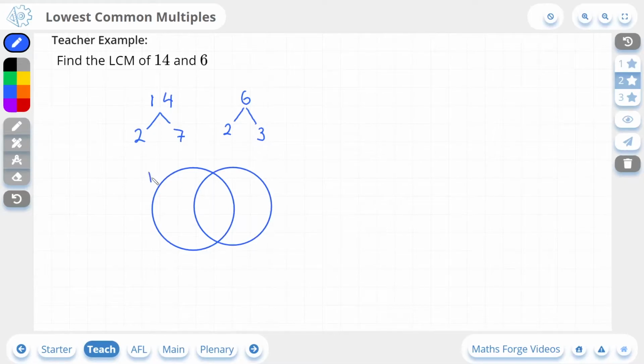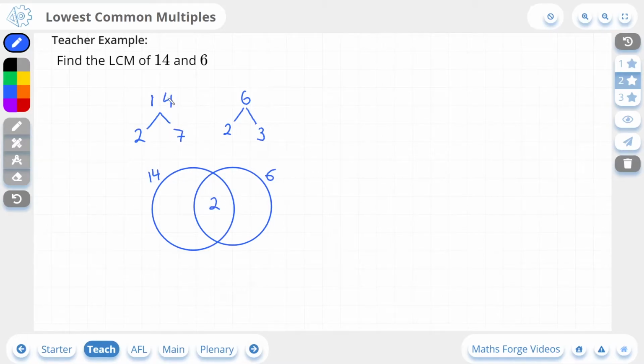So we have the left circle representing 14 and the right circle representing 6. And within these circles, we are going to write down the prime factors of 14 and 6. So I can see that 14 has 2 and 7 as prime factors, and 6 has 2 and 3. Since they both share 2 as a common prime factor, I'm going to write it down in this middle section here, which they both share. Of course, they share the 2, so the 2 is going to go into the area that they both share.